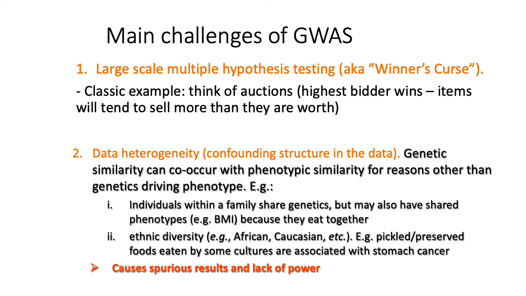And so it might look like genetic similarity is correlated with phenotypic similarity, but it's actually not driven by genetics. These people within the same family don't have the same phenotype because they share genetics. They have similar phenotypes because they're eating the same thing. And so in this case, again, diet is a confounder. And so if you don't know what the diets of the individuals are that are in your study, then you can't correct for it. And so it's a hidden confounder.